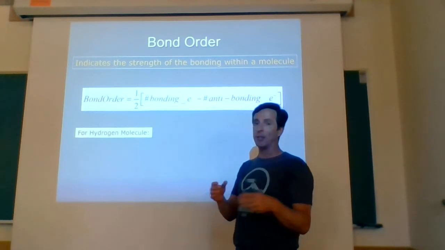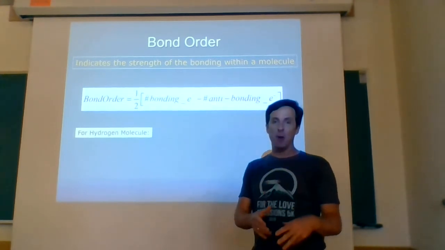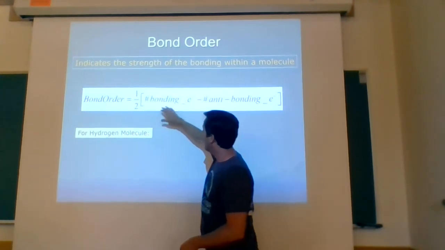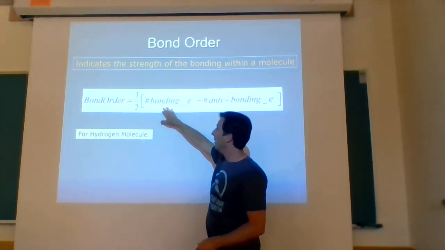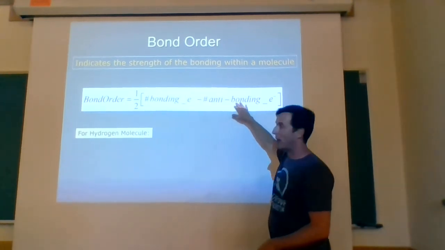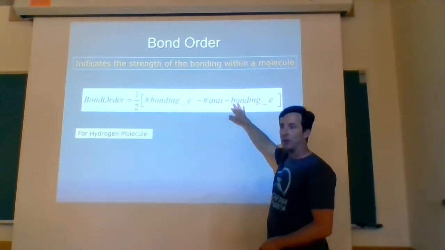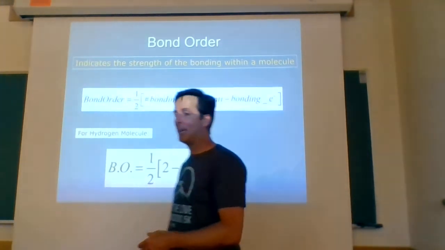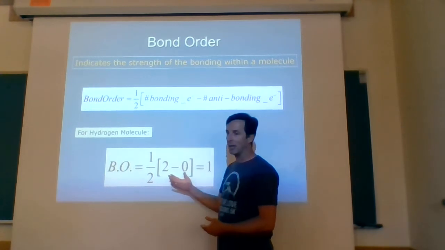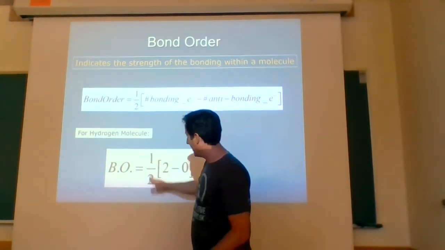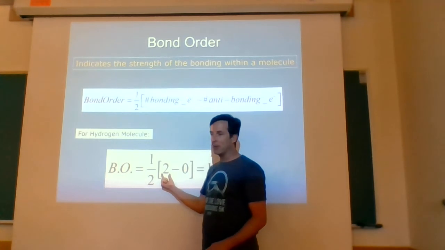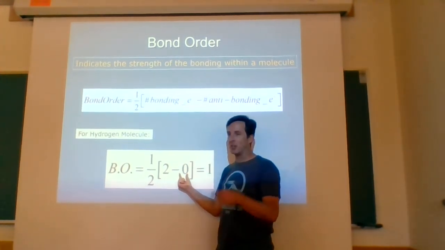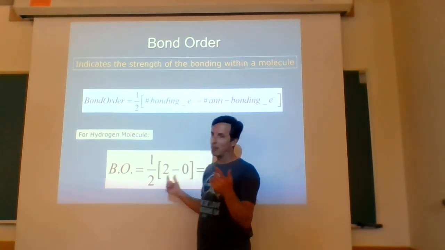So the way we calculate bond order, if we're doing MO theory, is that bond order equals 1/2 the number of electrons in bonding orbitals minus the number of electrons in anti-bonding orbitals. So for the hydrogen molecule, here's how it's going to plug in. It's really simple. The half in the front is easy. This number is the number of electrons in bonding orbitals. And then this number is the number of electrons in anti-bonding orbitals. So let's look back just to confirm that.